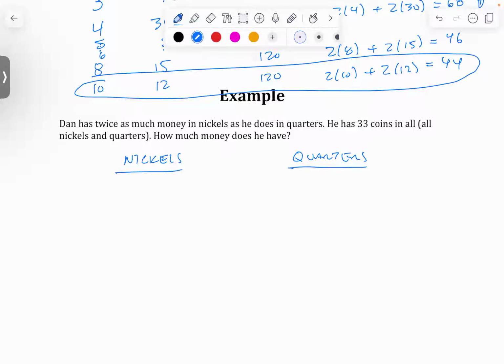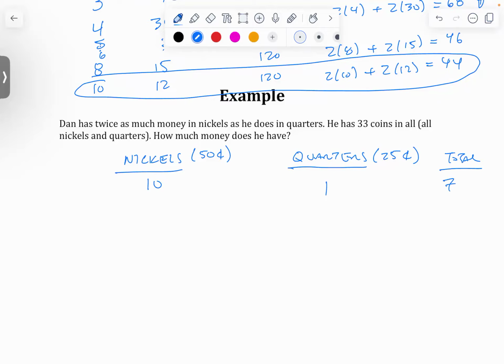So, all right, Dan has twice as much money in nickels as he does in quarters. A quarter is 25 cents. So if I have 1 quarter, in order to have twice as much money, I actually need 50 cents in nickels. That would be 10 nickels. And then I can identify what's the total amount here.